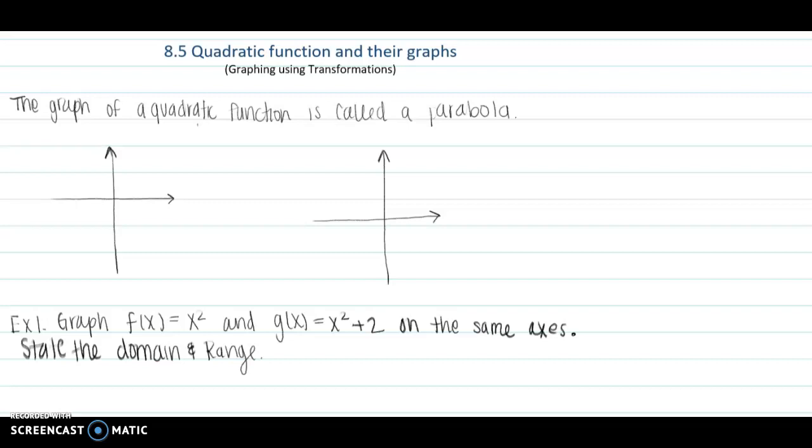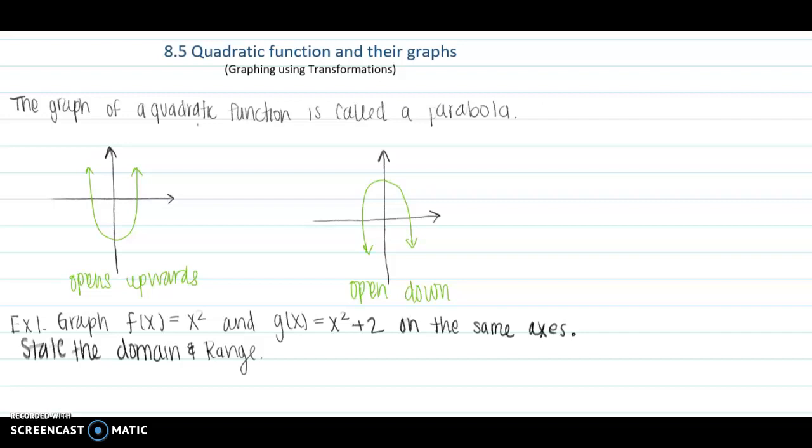Alright, so here we're going to be graphing using transformations. We're going to be graphing the quadratic function, and the graph of the quadratic function is called a parabola. You could have two types of parabolas. You could have some that are going up, so this opens upwards, and then you could have some that are facing down, so then they open down.